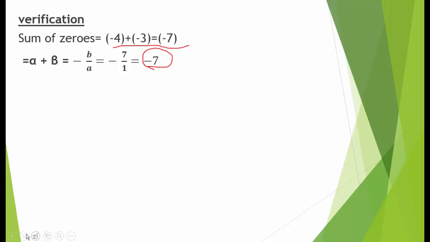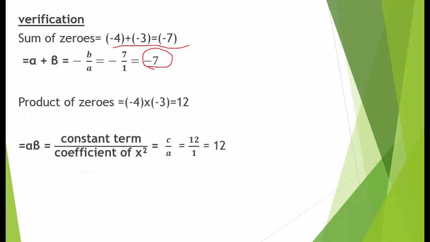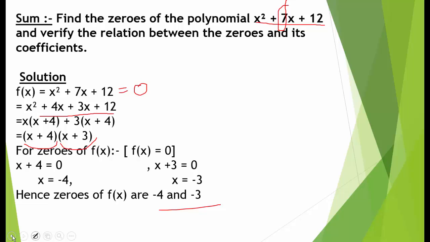And similarly for product of zeros, product of zeros is minus 4 into minus 3, 12, and product of zeros equals c divided by a, that is constant term divided by coefficient of x square, and constant term is 12 and a is 1. This is all about from here. If we compare this equation with ax square plus bx plus c, then we will get a equals 1, b equals 7, and c equals 12.